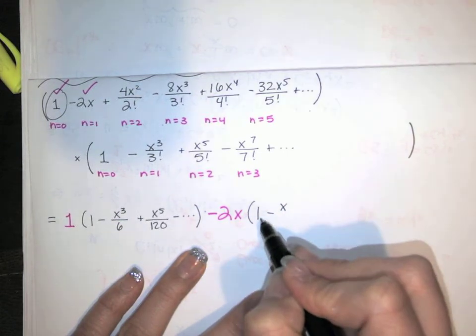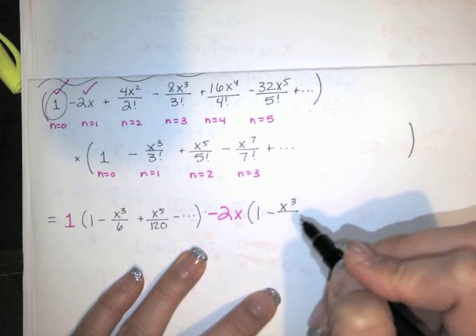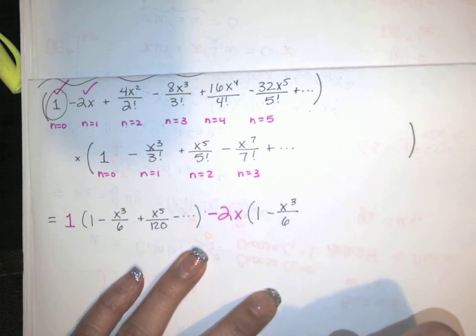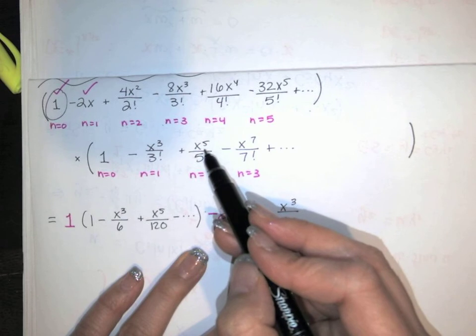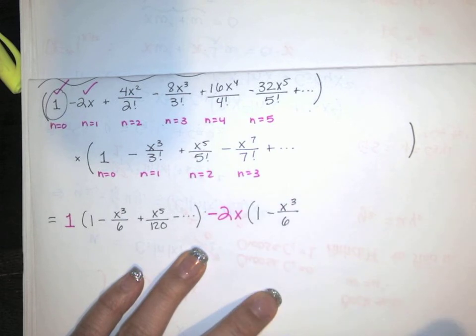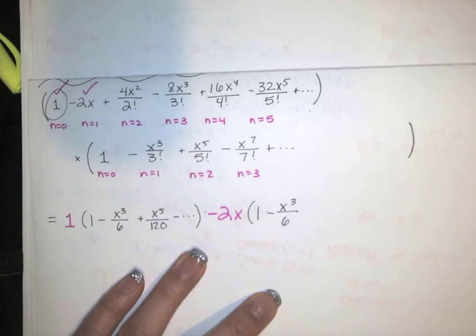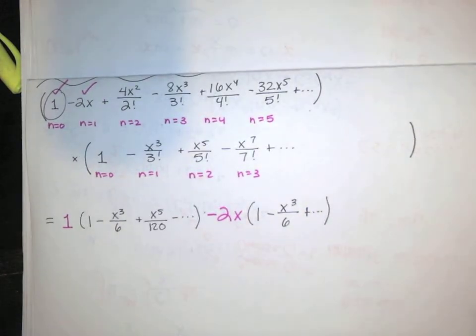And negative 2x times 1 will give me a negative 2x, so I'll keep that. Negative 2x times x cubed over 6 will give me an x to the fourth, so I'll keep that. But negative 2x times x to the fifth is going to give me an x to the sixth times something, and we don't want to keep any x to the sixes. We're only going up to x to the fifth. So we'll just put plus dots, representing the rest.